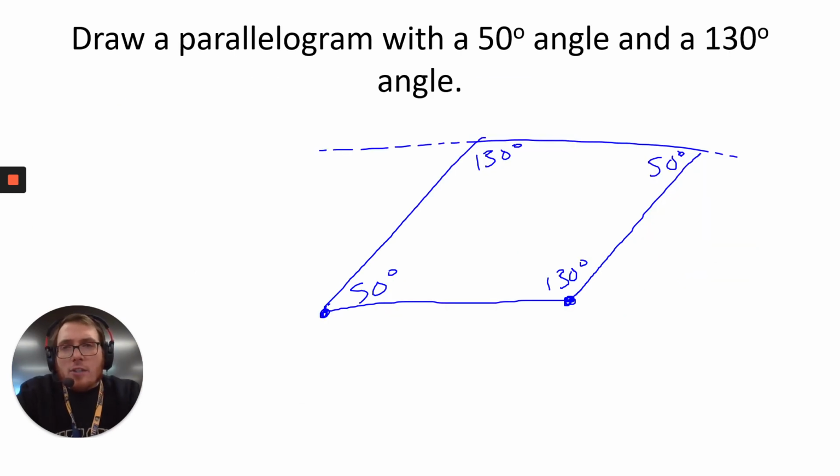Okay, the next questions are drawing questions. Because you have lined paper, this ends up being a little bit easier than maybe what it would be in other cases. This says draw a parallelogram with a 50-degree angle and a 130-degree angle. What I would suggest here is you just draw a horizontal line segment, draw 50 degrees from one end and 130 from another, and then just draw those lines and go so far.